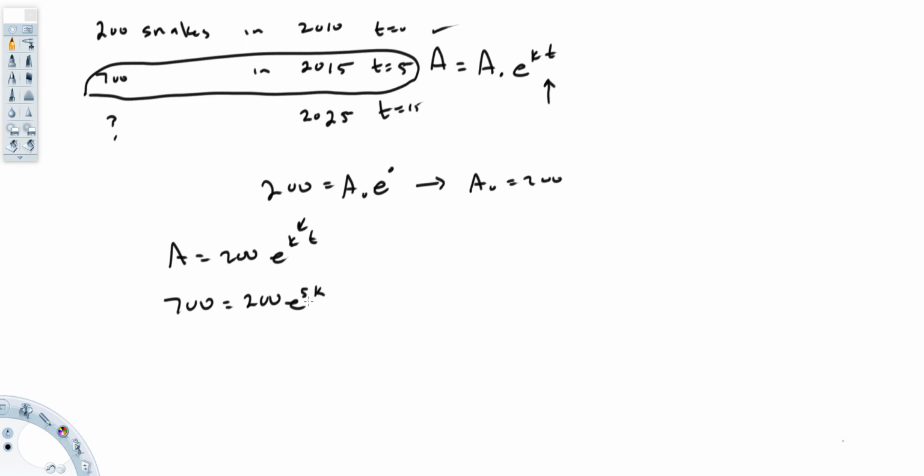And now what we need to do is solve this for k. First step would be to divide by 200. I think we're going to get 3.5 out of that. We take 700 divided by 200, so we're going to have 3.5 equals e to the 5k. This is then solved by taking the natural log of both sides. So now that's going to read natural log of 3.5 equals, and by the time we take natural log of this thing, what we end up with is 5k.